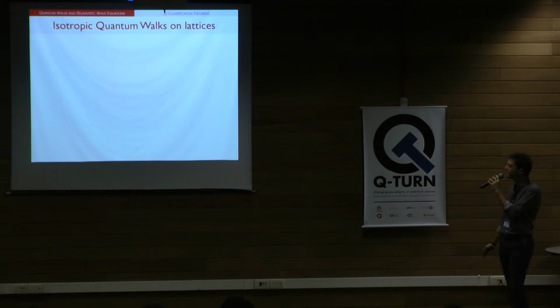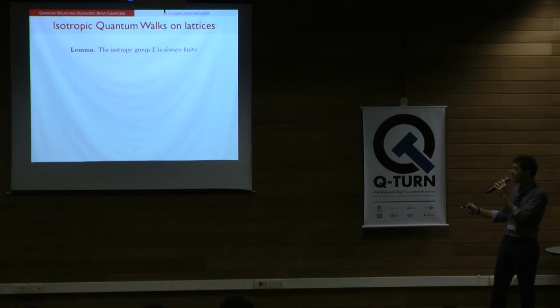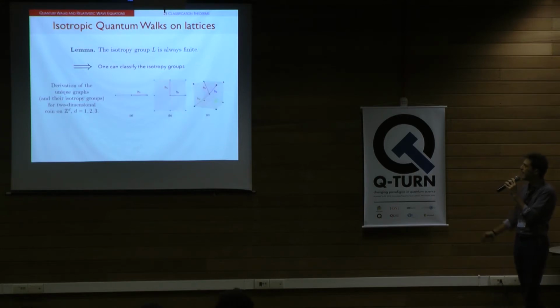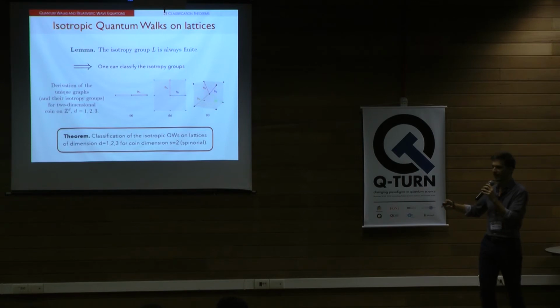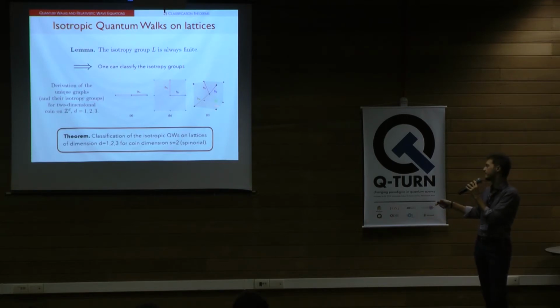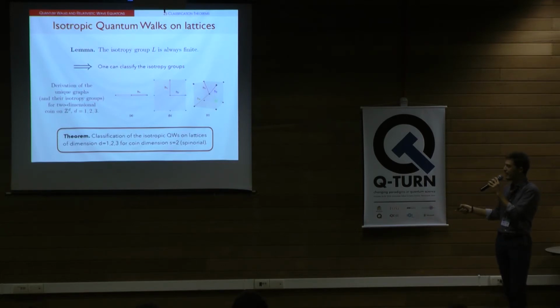In the context, as a first step, of isotropic quantum walks, we managed to classify the isotropic groups in the abelian case, in the case of lattices, proving that the isotropy group is always finite. And out of an infinite family of possible graphs, we singled out the unique graphs in each dimension 1, 2, and 3, classifying also the walks on these graphs. So in dimension 3, I make you notice that we don't have a cubic lattice, we cannot implement these walks on a cubic lattice, but we have a BCC lattice.